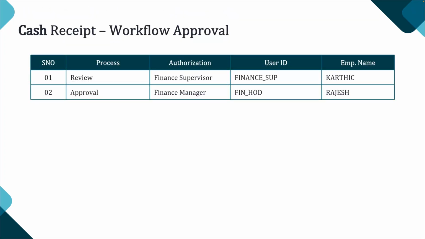The slide shows the cash receipt workflow approval process, which consists of two levels of reviewing and approving. First, after the creator enters the details, the document will be forwarded to the supervisor. Once the supervisor reviews the document, it will be forwarded to the manager, who has the authority to approve it. The manager will review and approve the document. This is how the workflow functions.